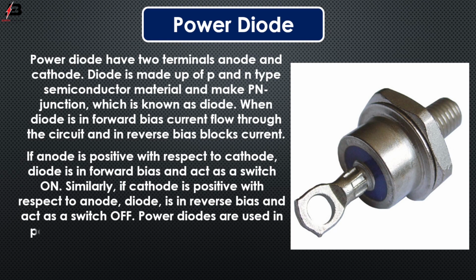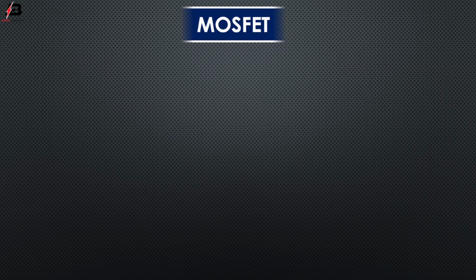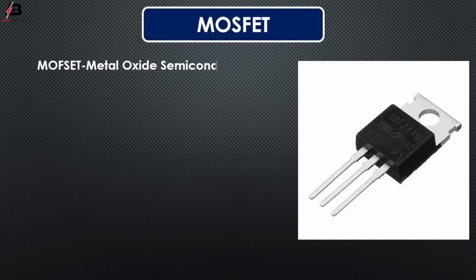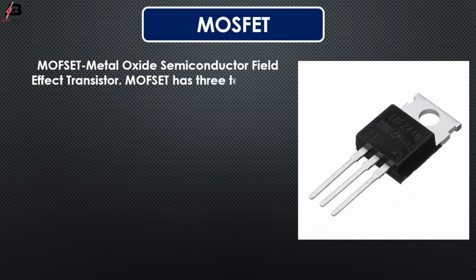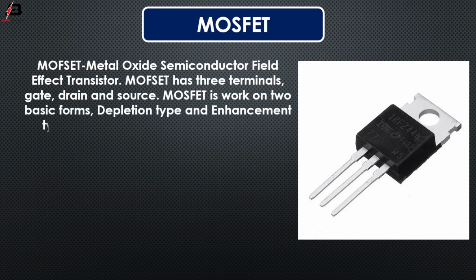Power diodes are used in power electronic applications like rectifiers, voltage multiplier circuits and voltage clamper circuits, etc. MOSFET. MOSFET means metal oxide semiconductor field effect transistor. MOSFET has three terminals: gate, drain and source. MOSFET works in two modes: depletion type and enhancement type.